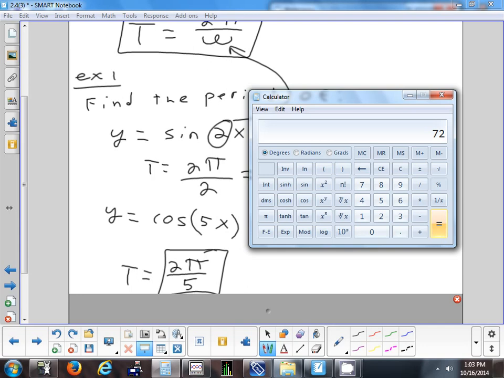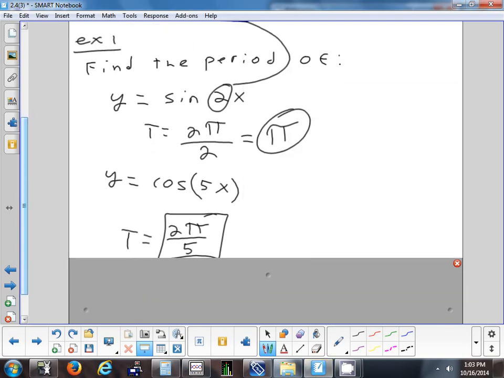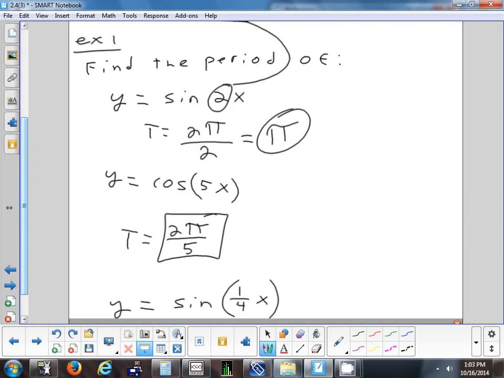Where would the next period end? At 144. And then the next one would end at 216. Every 72 degrees, you're going to get a new period. You don't have to change it to degrees. I just did that so you can visualize it a little bit.